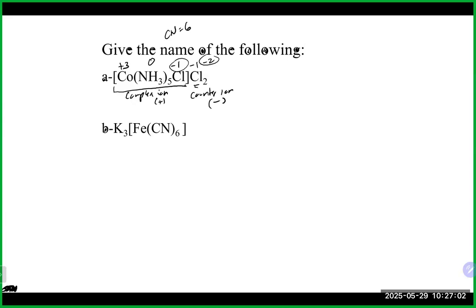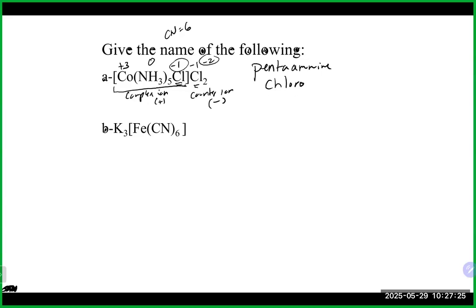So we have 5 ammonias. So that is penta for the prefix for 5, amine for the name for ammonia. We have only 1 chlorine, which is a chloro. We actually do not use mono in the naming of these guys, so we don't typically use mono here, so we just call it chloro.